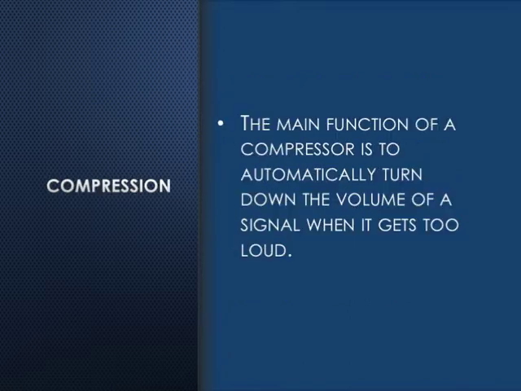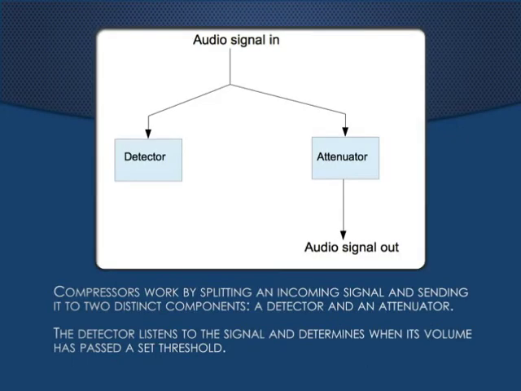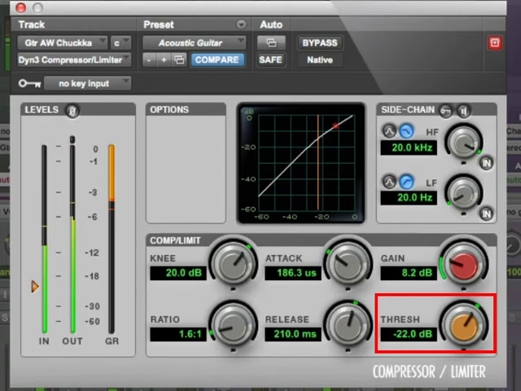Okay, so let's start with sidechain compression. So the main function of a compressor is to automatically turn down the volume of a signal when it gets too loud. Compressors work by splitting an incoming signal and sending it to two distinct components, a detector and an attenuator. The role of the detector is to listen to the signal and determine when its volume has passed a set threshold. And so that is what the threshold setting on a compressor does. It tells the detector at what point the signal has become too loud.